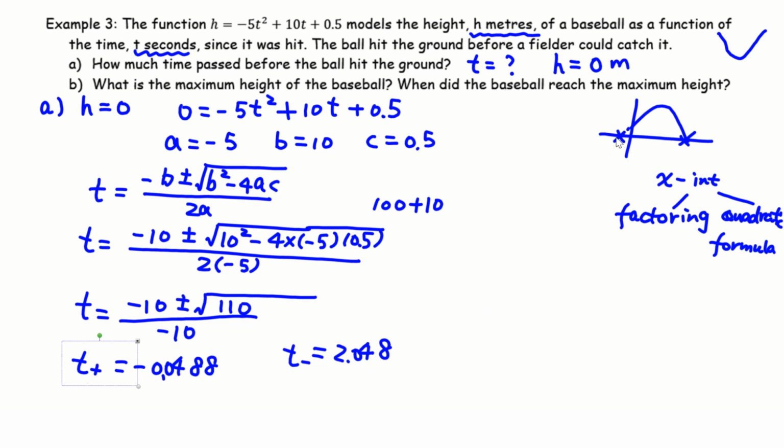So it means this point is negative 0.0488 and another point is 2.0488. So compare these two, you will see that before the ball was hit, we don't know where the ball is, so we ignore this negative answer. Then we are going to have only the positive answer. Okay, so this is when the ball will hit the ground. So this is for question A.